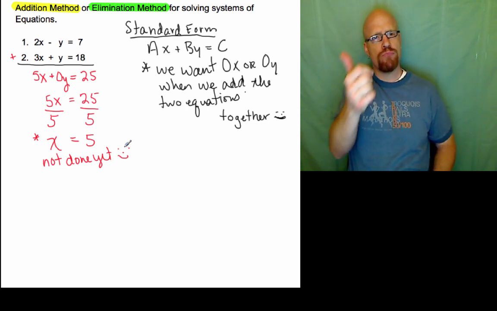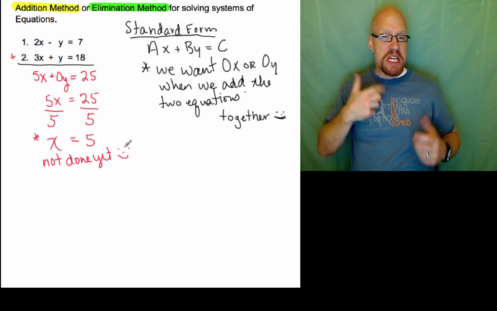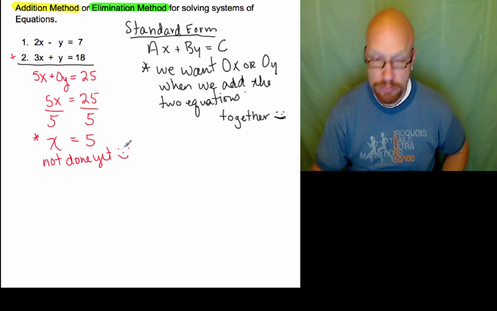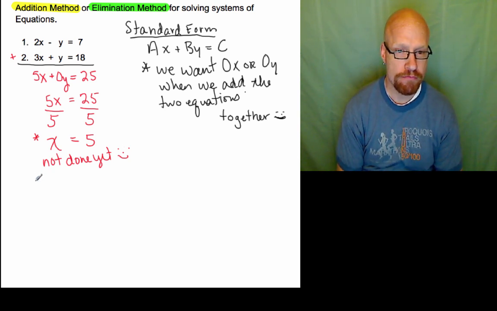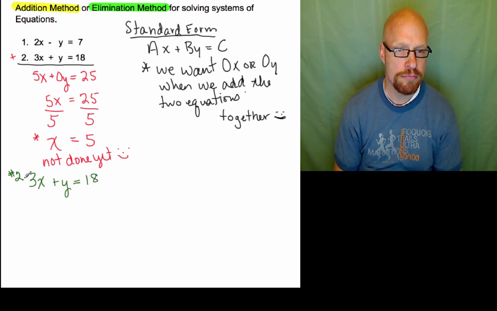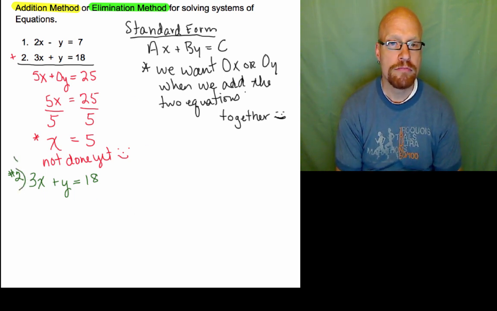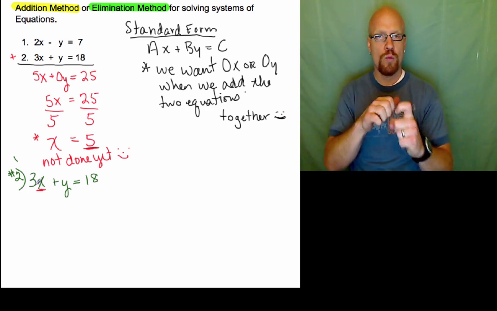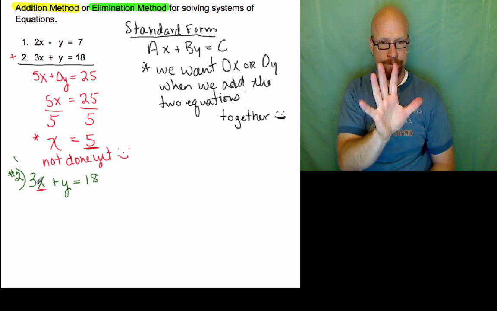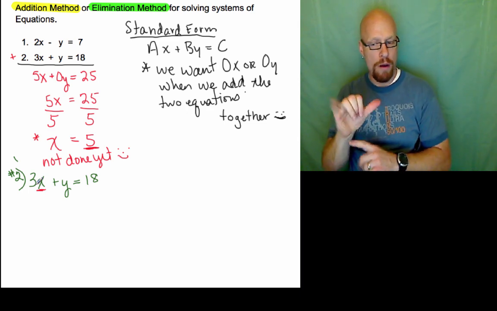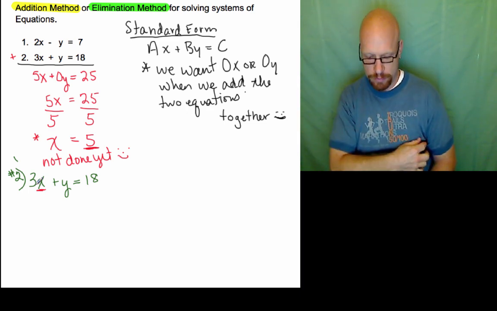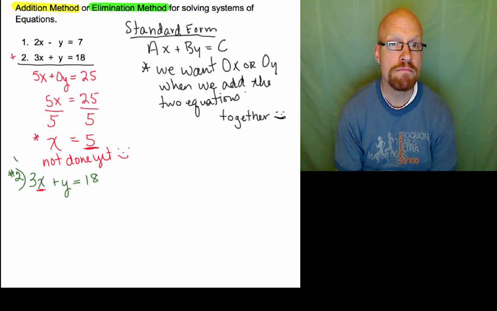Now we need to find the y value. We have the x value. We can replace it within either one of the equations, the first one or the second one. It doesn't matter. For me, I'm going to use number 2, the second equation. So we're going to replace x with 5. Right. Now we'll see 3 times 5 plus y equals 18. We'll solve for y now.